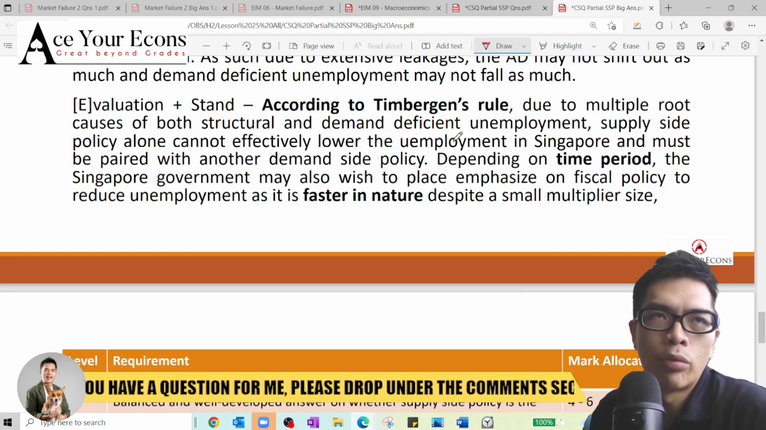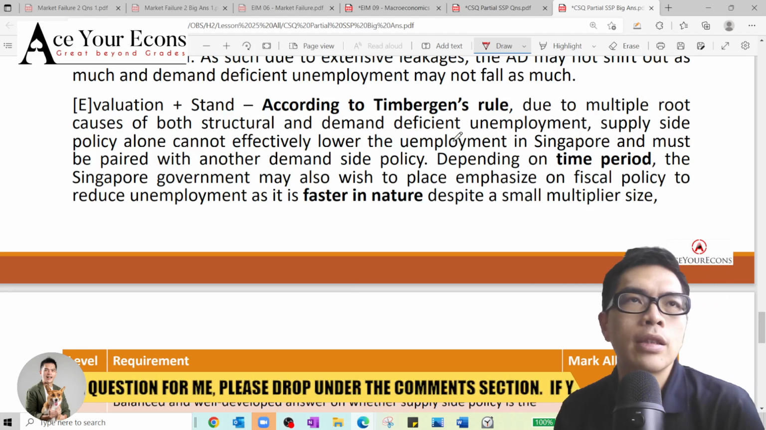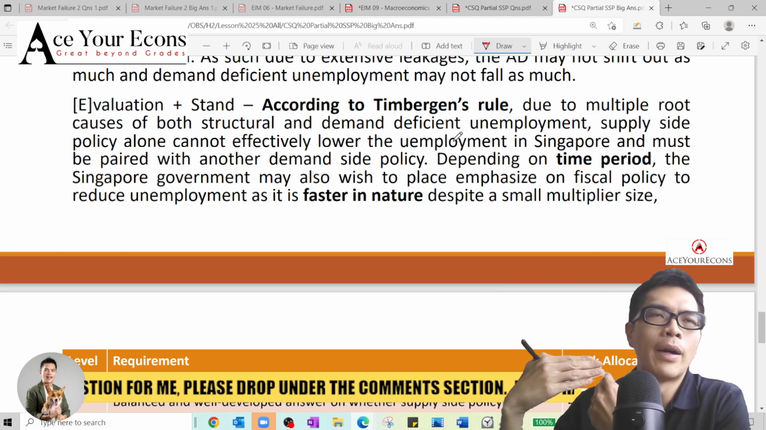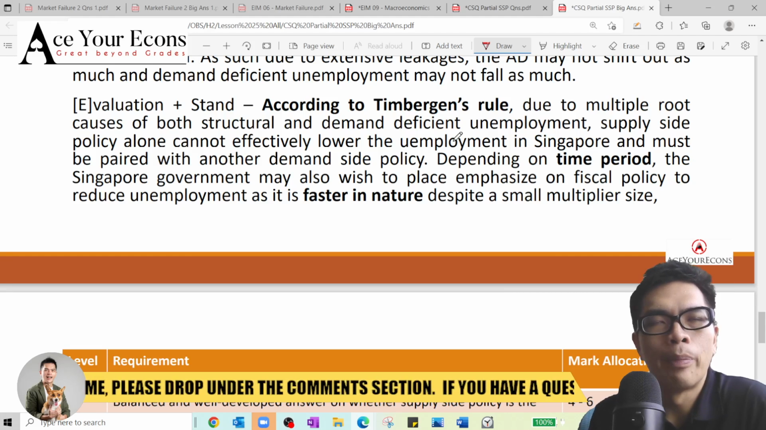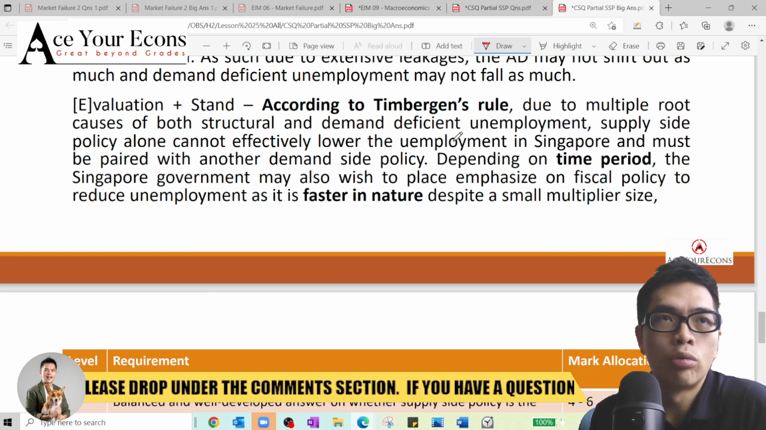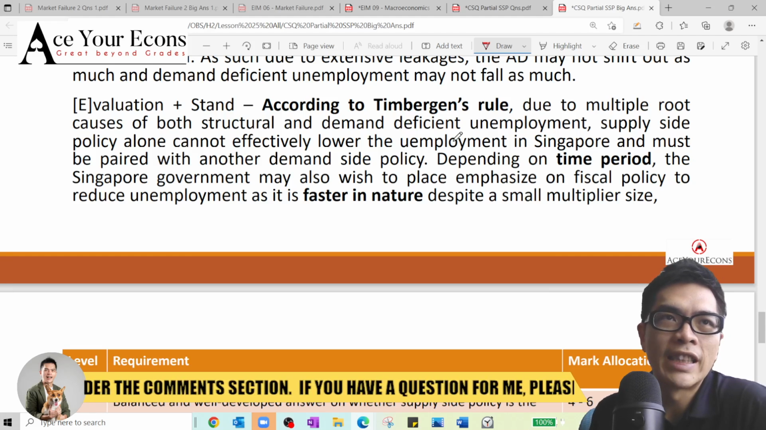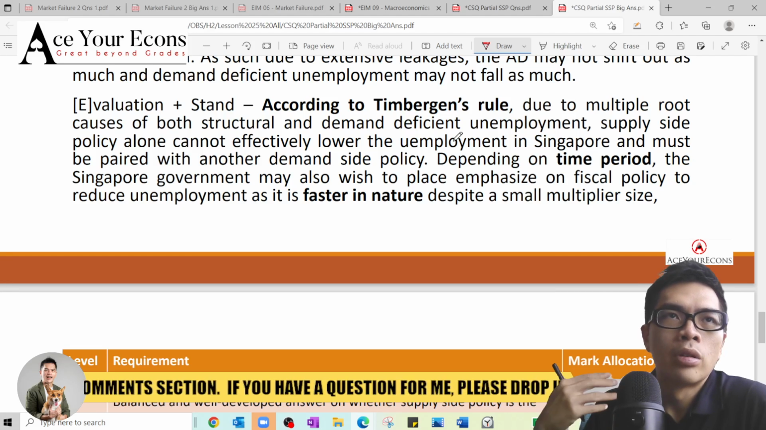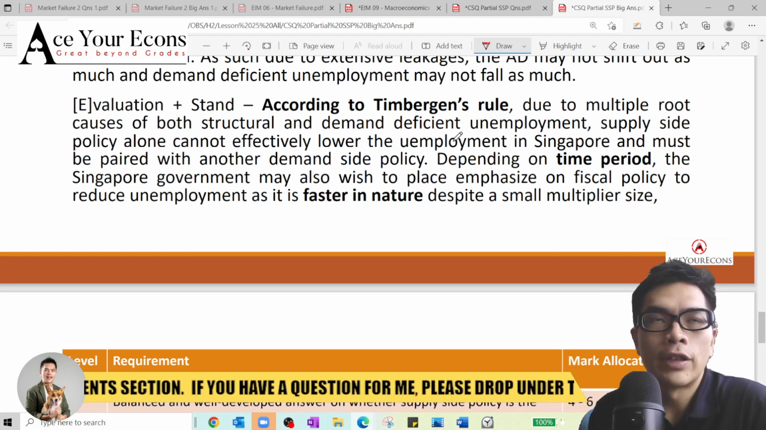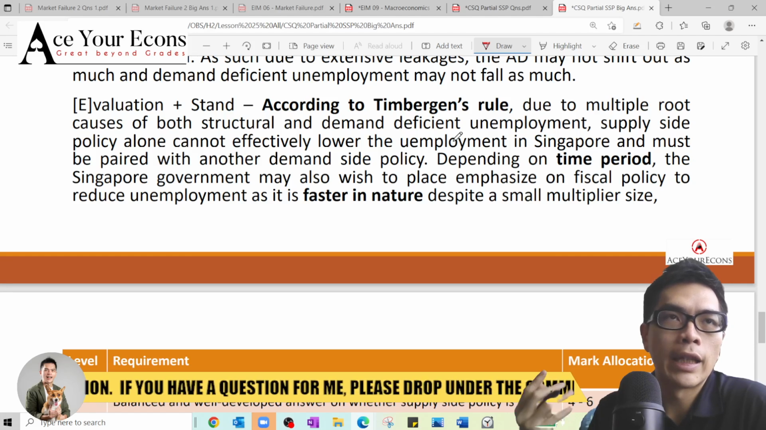What does Tinbergen rule mean? Tinbergen rule simply means that for the number of problems that you face, it must be met with the equal number of macro policies. This is what Tinbergen rule means. So let me repeat. For the number of problems you face, it must be met with the same number of policies. So, based on the question phrasing, Tinbergen rule is a very good candidate to use as a synthesis.